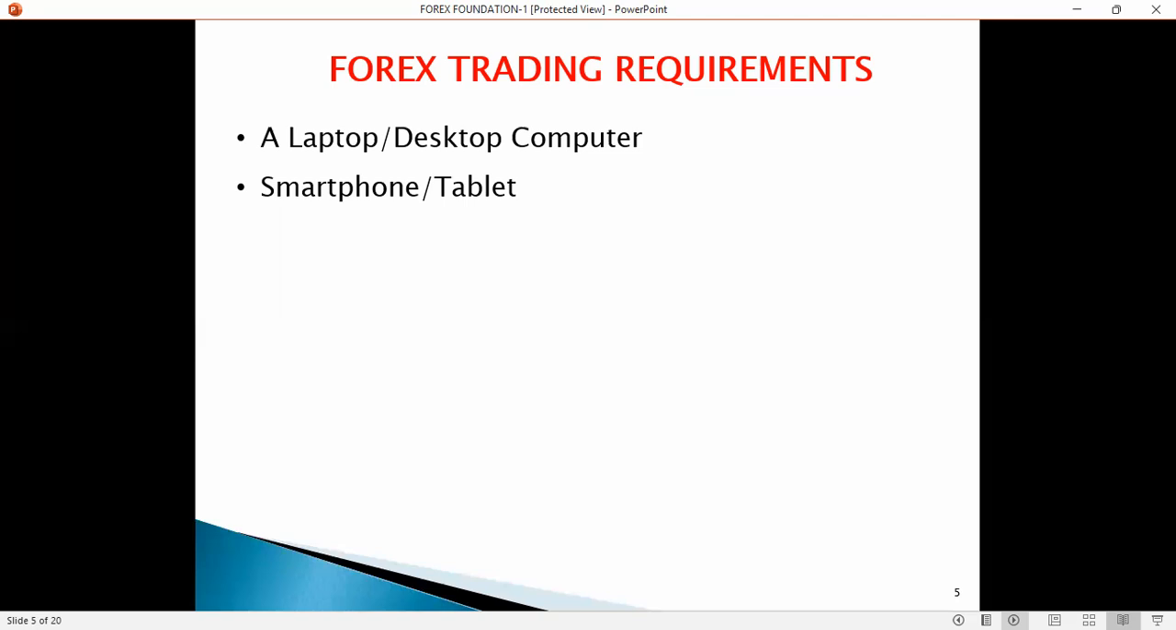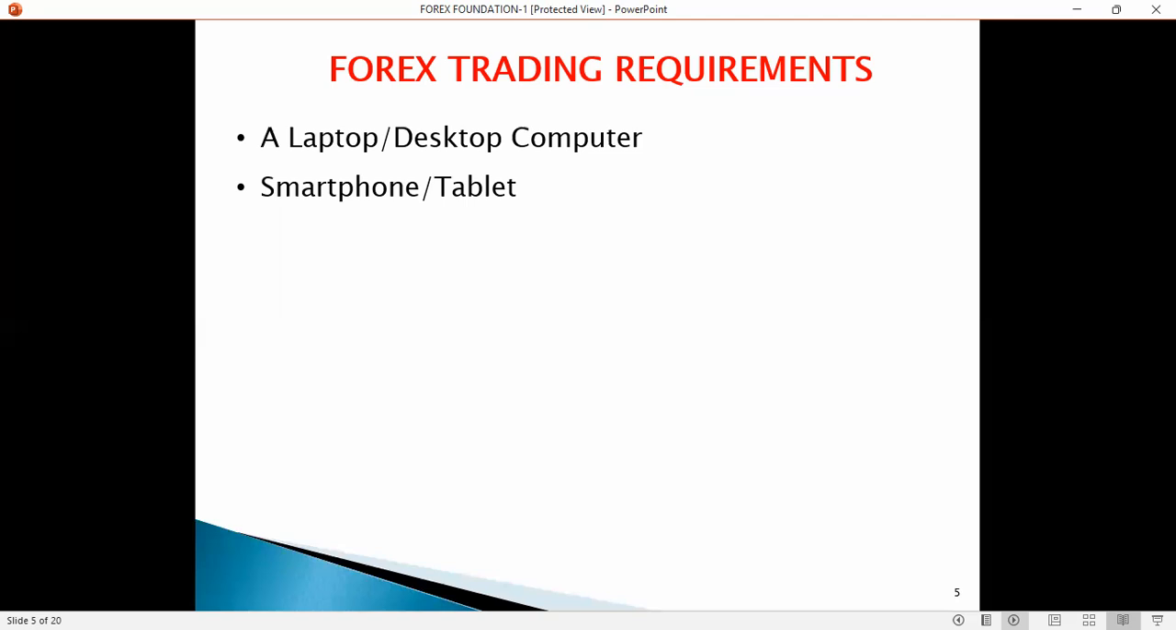Why is it not true? The reason is that if you are totally new, your consistency is not there. You want to learn with a computer. Forget about the fact that you want to use a smartphone or a tablet. It is after you know what you are doing perfectly that you can start using a smartphone to trade.